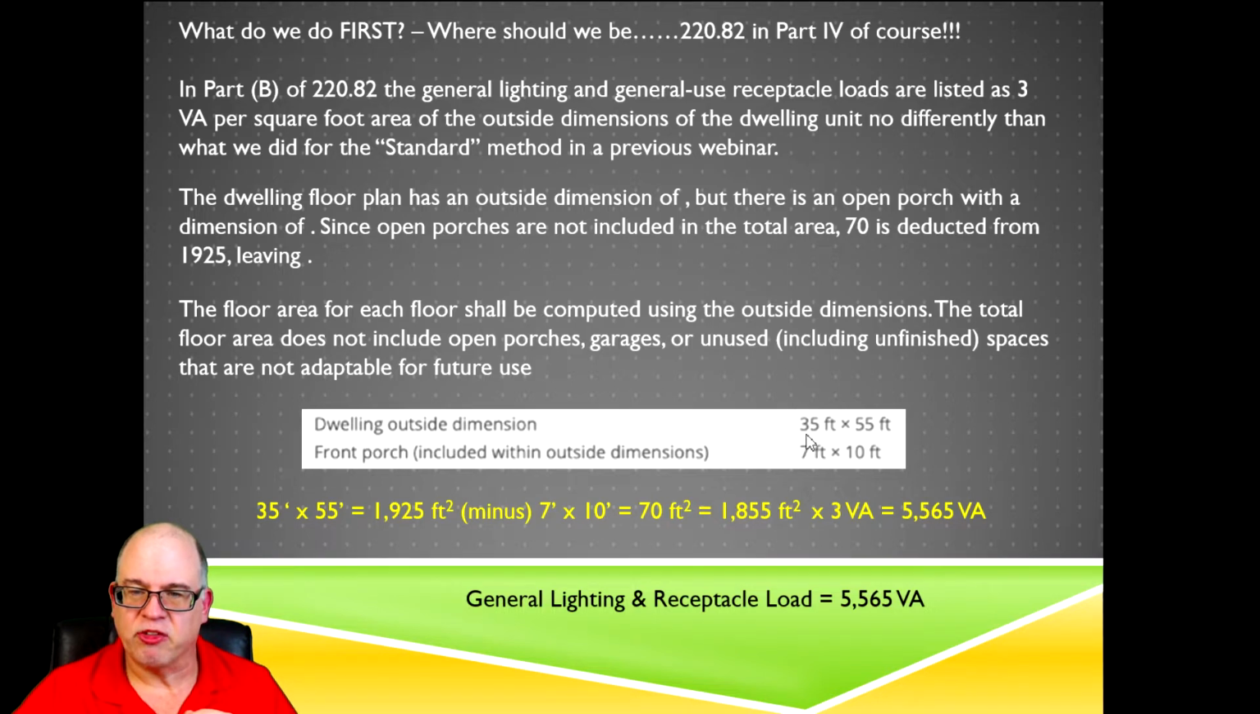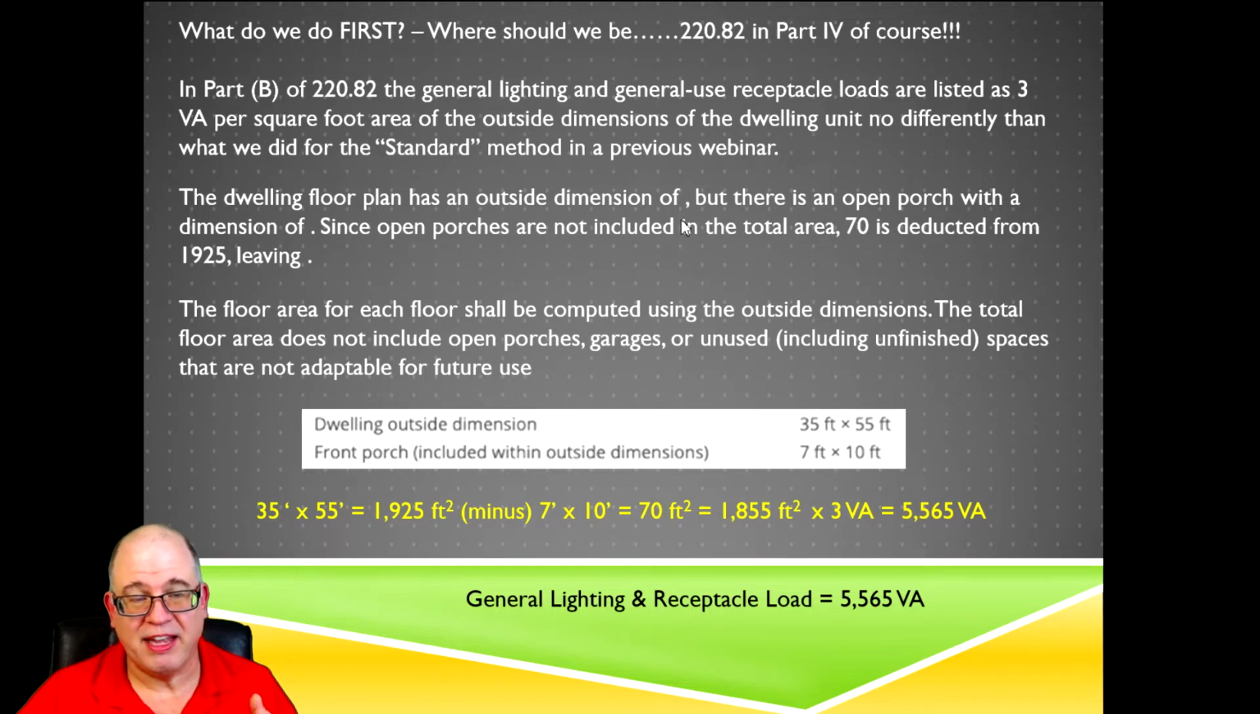All right, so it was 35 times 55. And that would be 1,925 square feet. And of course, you remember it says included in this dimension, so we have to take it back out, because remember it says right here, open porches, garages, whatever. It's not included, so we have to take it out. To find out what we take out, we go 10 times 7 or 7 times 10, whatever your flavor, and that's 70 square feet. So of the 1,925, I'm going to take 70 away, and that is 1,855 square feet.